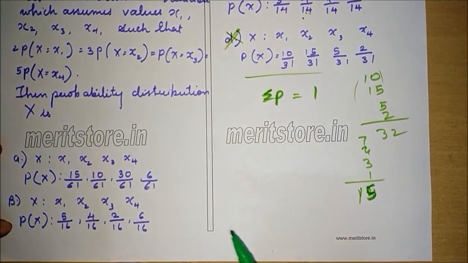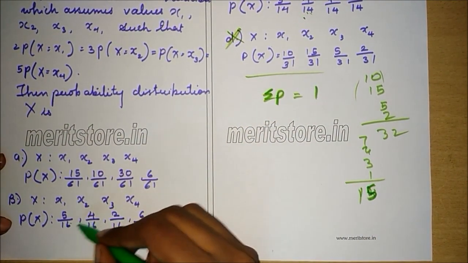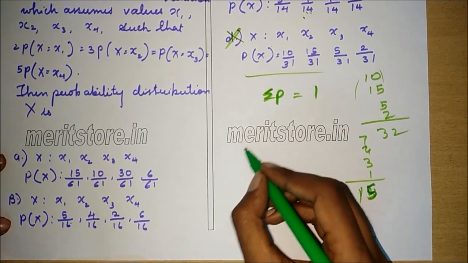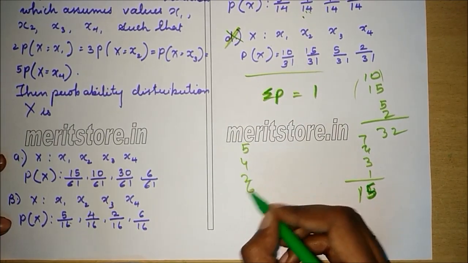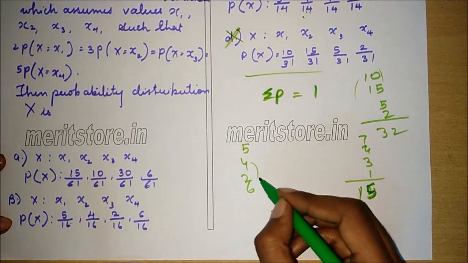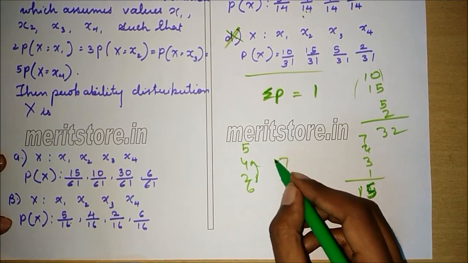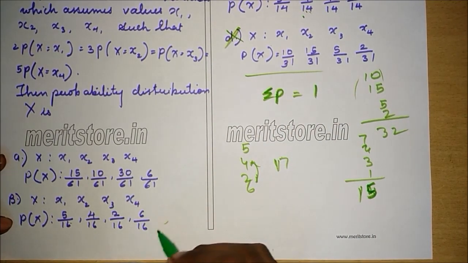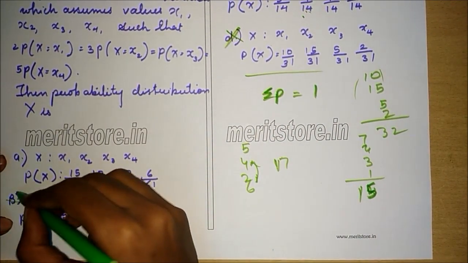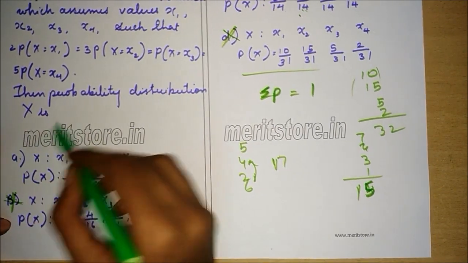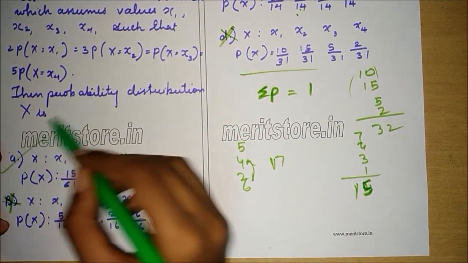Let's check option B. So the denominator is 16. So let's add the numerator 5 plus 4 plus 2 plus 6. And this adds up to 17 and doesn't match with denominator. So this option is also eliminated. So the only option which is left is option A.